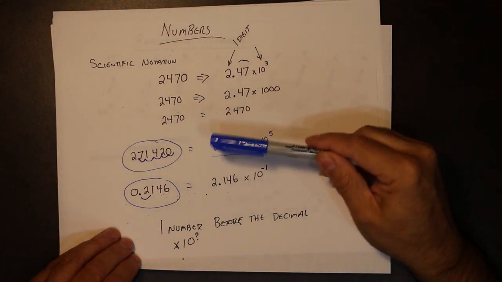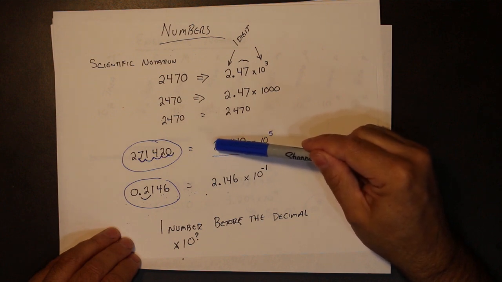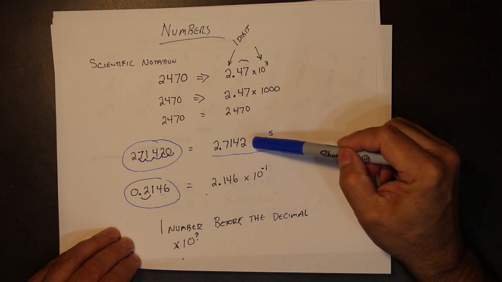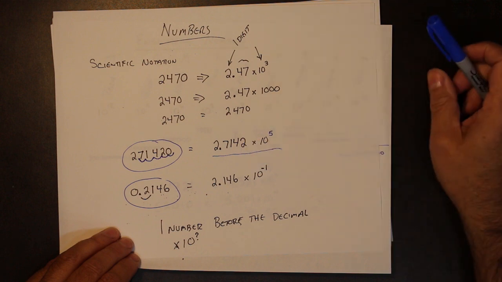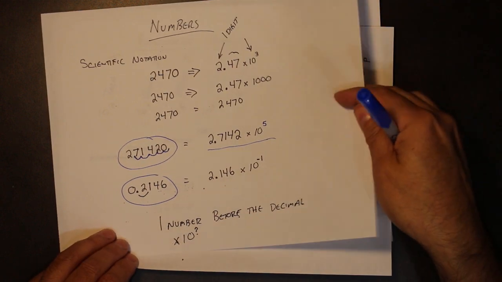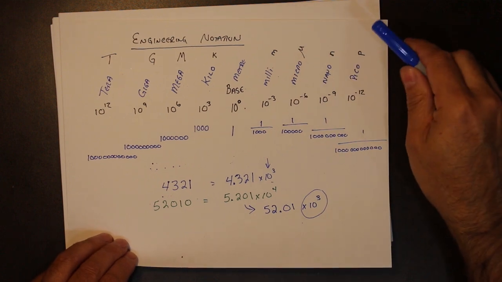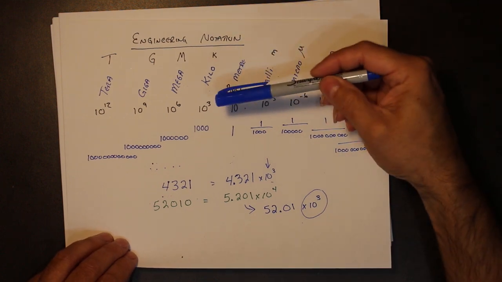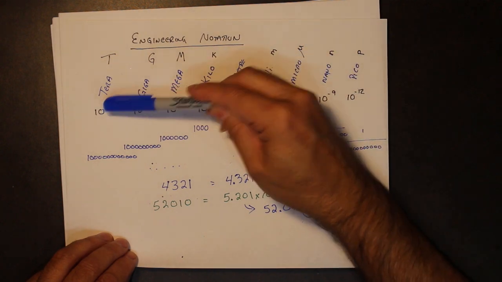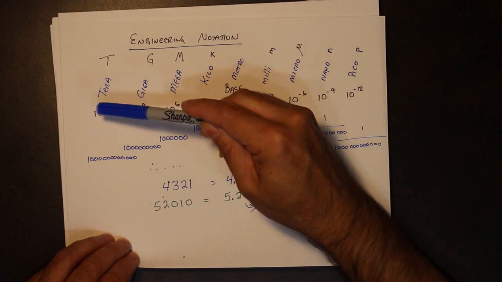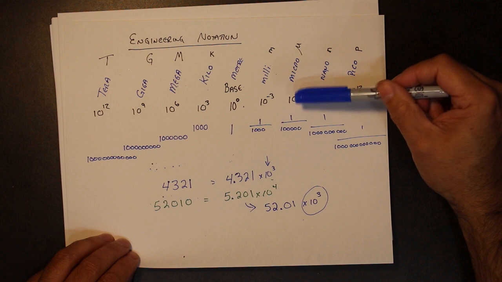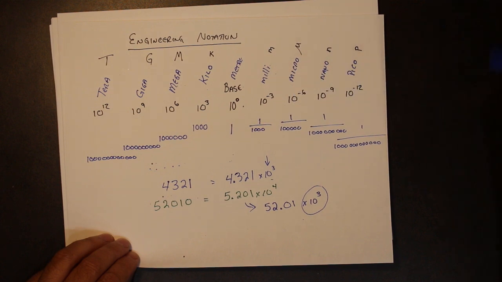So scientific notation: one number before the decimal, any numbers after, multiplied by any power of 10. That is scientific notation. Engineering notation is taking any of those and adjusting them so that we are only using certain powers of 10. And again, it's multiples of 3. So 10 to the 3, 10 to the 6, 10 to the 9, 10 to the 12, 10 to the minus 3, 10 to the minus 6, 10 to the minus 9, 10 to the minus 12. That is engineering notation.